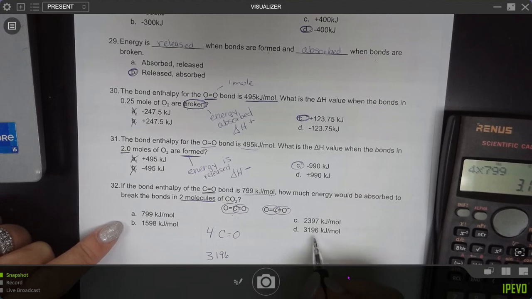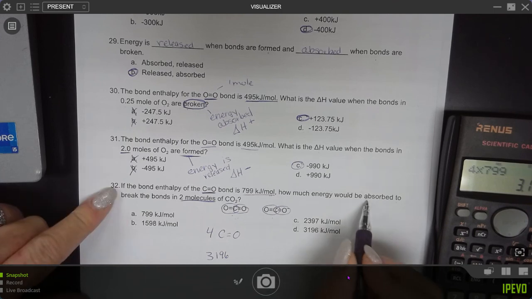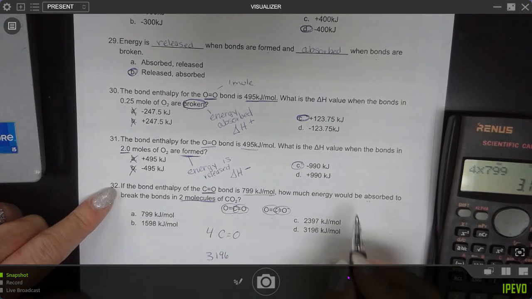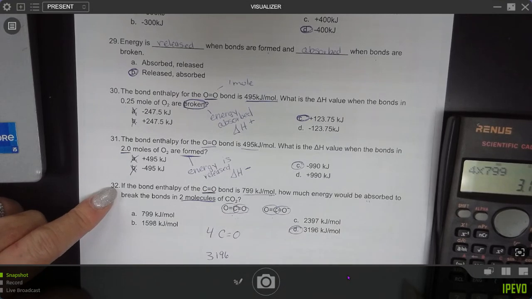Oh, check it out. This one's nice because it gave us a bunch of different answers, but they're all positive, which makes sense. The energy is being absorbed. So that's going to be 3,196 kilojoules.